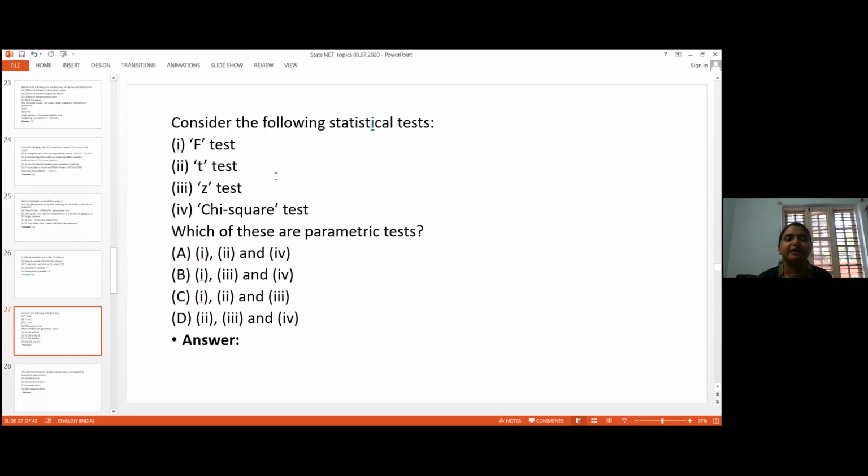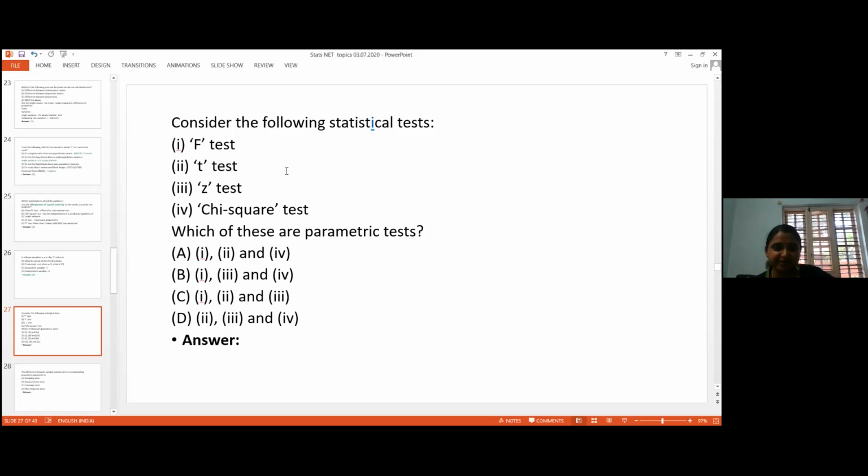No. Proceeding. Consider the following tests. Which of these are parametric tests? Now I'll not give the answer for sure. I want the answer from you all. Let me take a breath by then. Consider the following statistical tests and which are parametric. F test, T test, Z test, chi-square test.